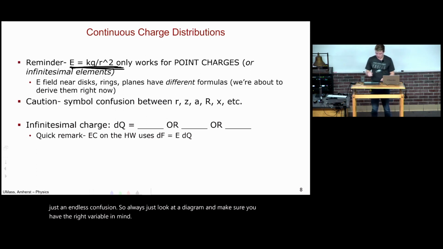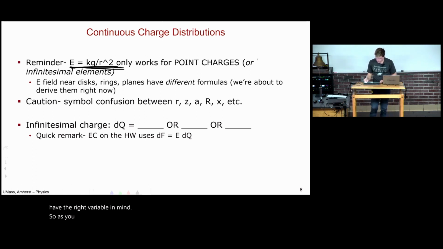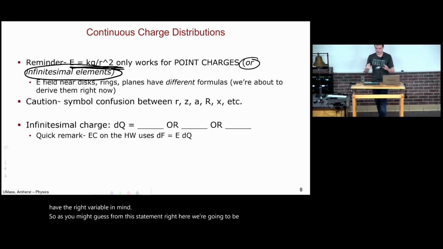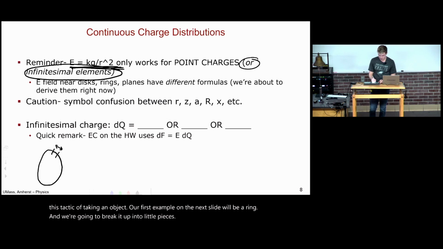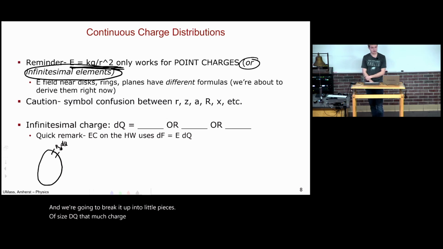Okay, so as you might guess from this statement right here, we're going to be using this tactic of taking an object. Our first example on the next slide will be a ring. And we're going to break it up into little pieces of size dq, that much charge. So we're going to break it into little chunks, little bits of charge, and we're going to add up the electric fields due to all of those little chunks.